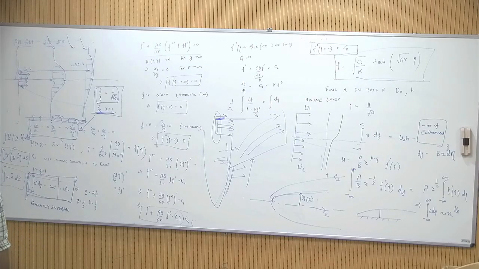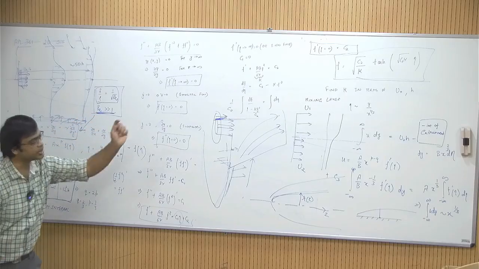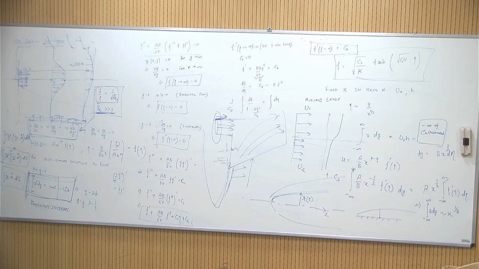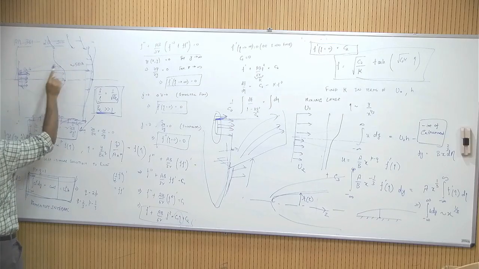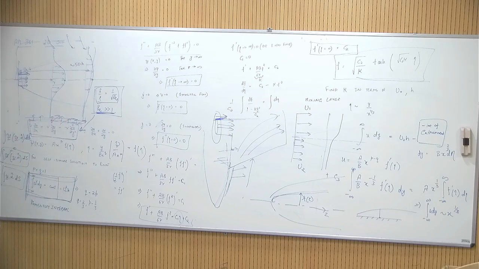Jets can be thought of as extreme cases of mixing layer where U2 is 0. In that case, you could translate with one of the velocities U1 or U2 and you will get a jet case. So you can imagine that the solution of mixing layers will be very similar to the jet solution. Physically, you can think about a jet as a combination of two mixing layers basically. So mixing layer is something that is even more fundamental than a jet.